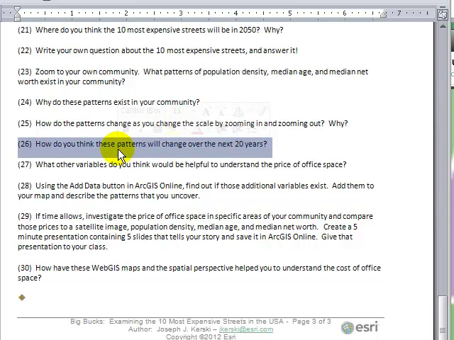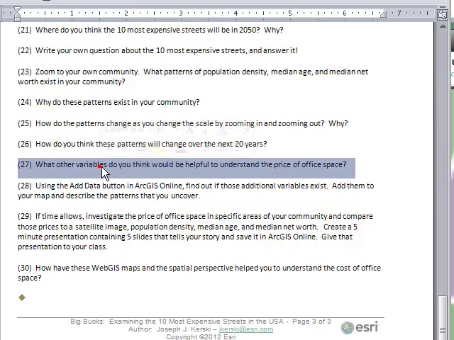How do you think these patterns will change over the next 20 years? And why? What other variables do you think would be helpful to understand the price of office space? Here in our lesson, we've looked at median age, median net worth, and population density. We've also looked at the imagery to look at the local land use. But what other variables do you think would be helpful to understand the price of office space?